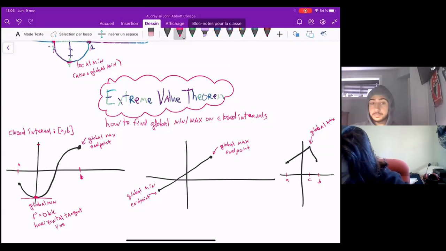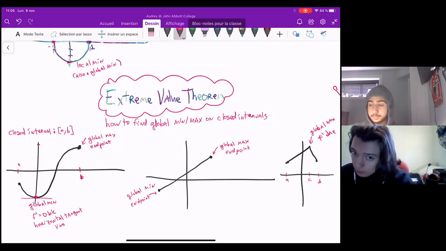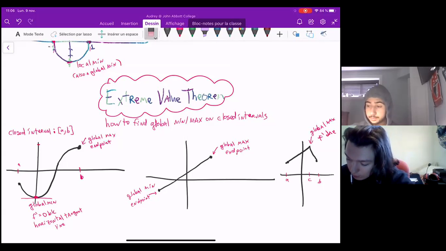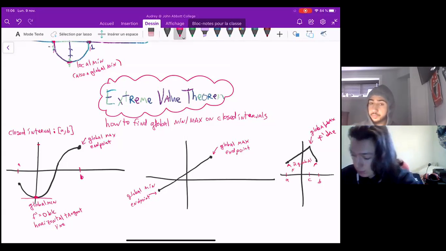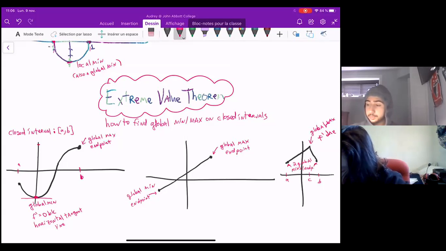That's a corner. There is no derivative here. So at this place, f prime does not exist. Is that a critical value? Yes, because critical values are where f prime doesn't exist and where f prime equals 0. Then it turns out that there are two global mins, and those global mins occur at endpoints.